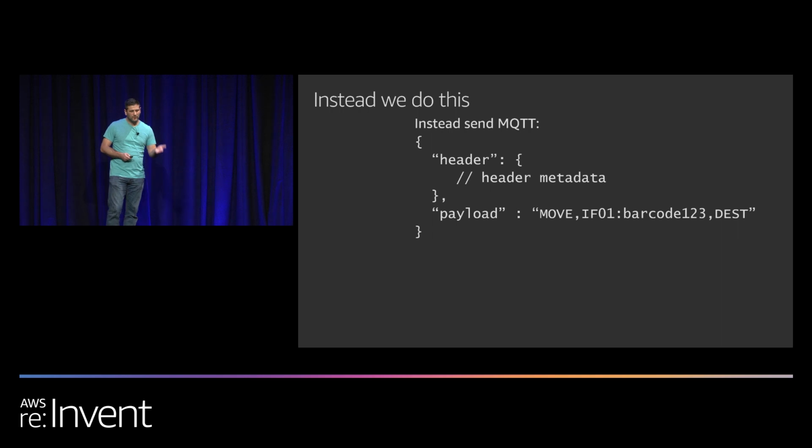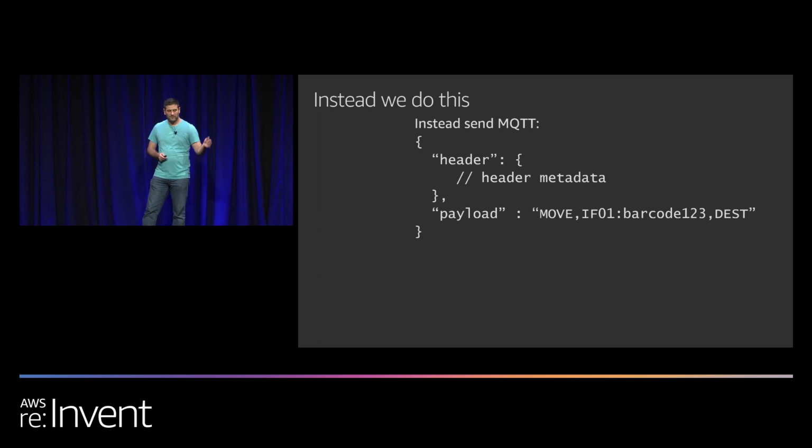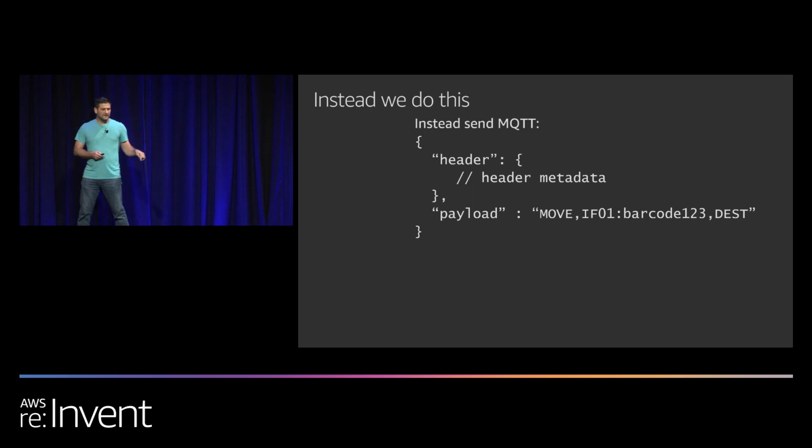So instead, we just send a message back. Same thing, it's just instead of going up, it's going down. Still have a header, still have a payload, but this is a down direction instead of an up. It's going to the device, to the Workcell, saying, do a move from infeed 1, move this barcode to this destination, something like that.